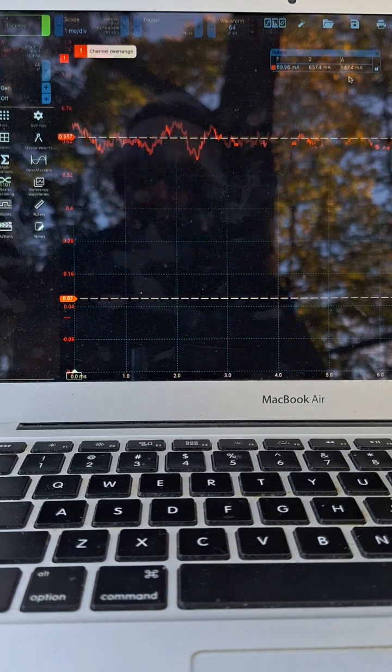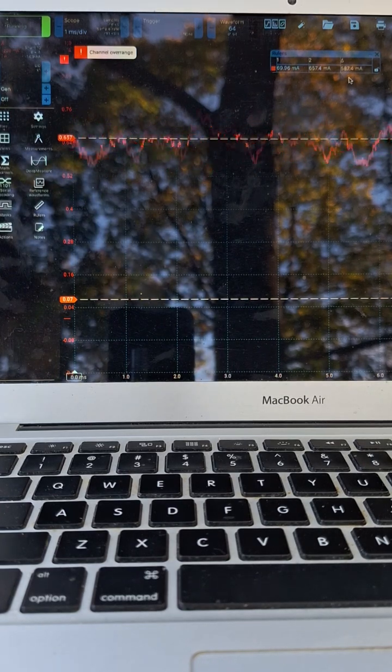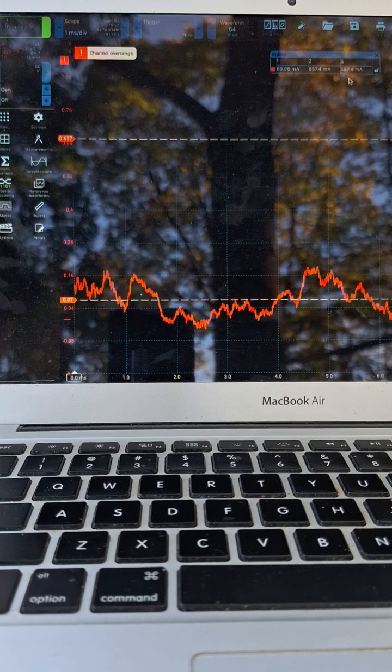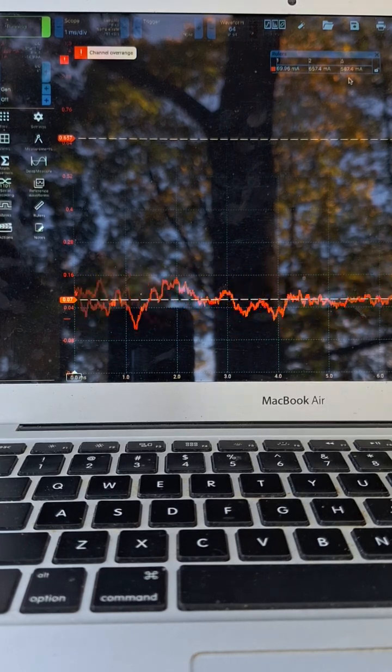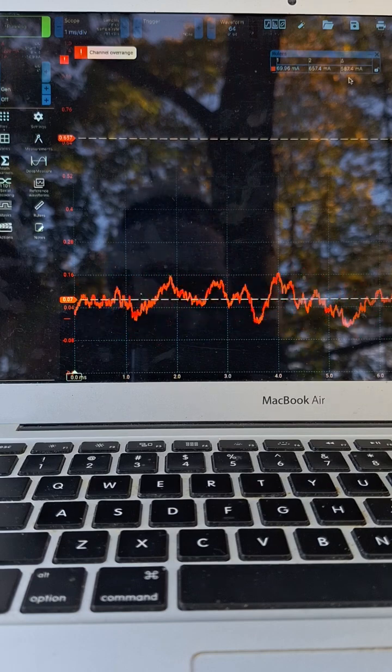Let me turn off this parasitic draw so you guys can see it drop back down. And that should have dropped back down to around 70. Yep.